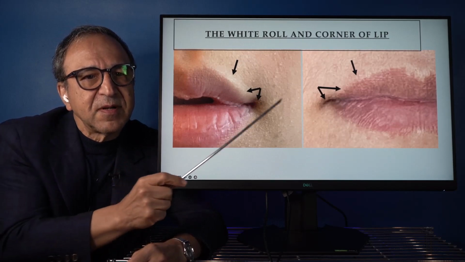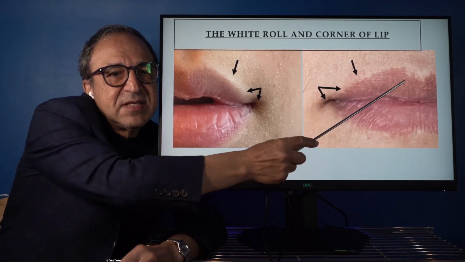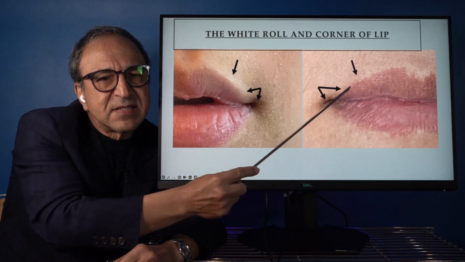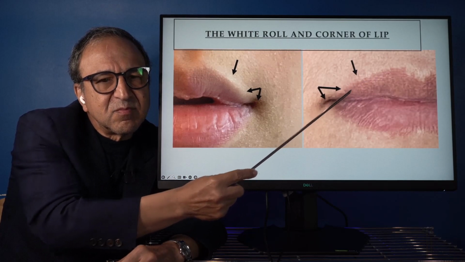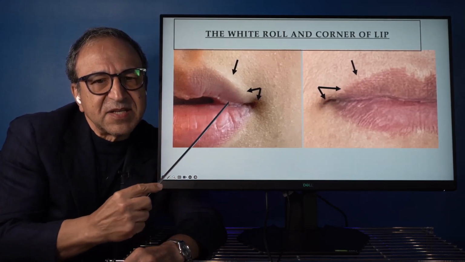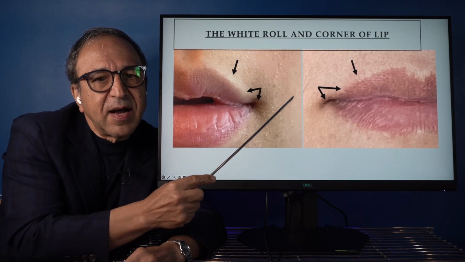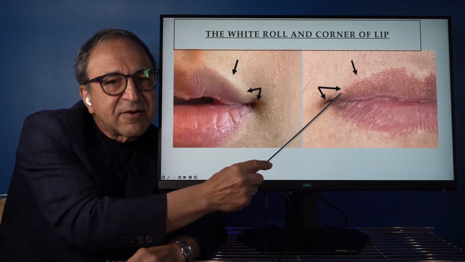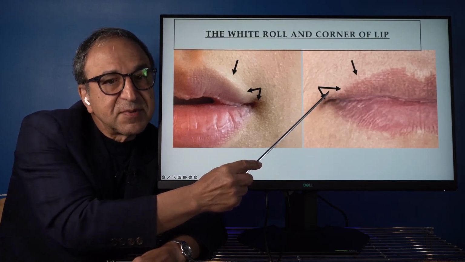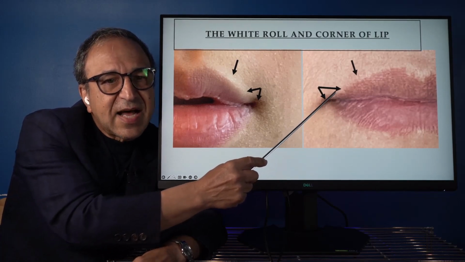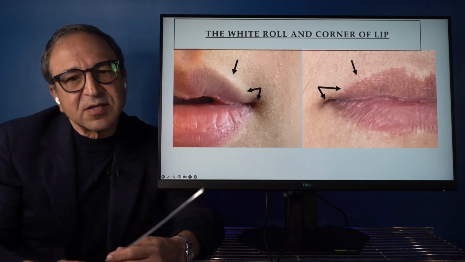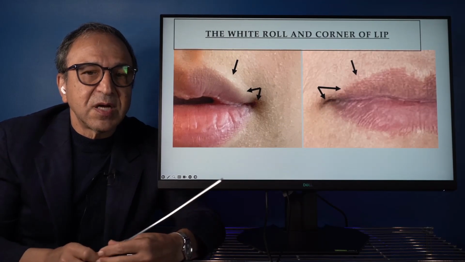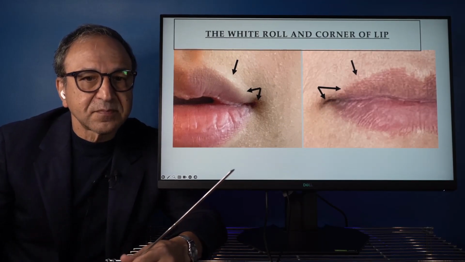Now, on some people, like here, you can see the white roll is more subtle, but it sort of ends around this area, much less distinct than on this patient. Now, as long as you make a scar with a lateral lip lift or the corner lip lift, and you stay outside of the white roll, that scar is not very noticeable. But as soon as you start getting into the white roll, you start noticing the scar more.